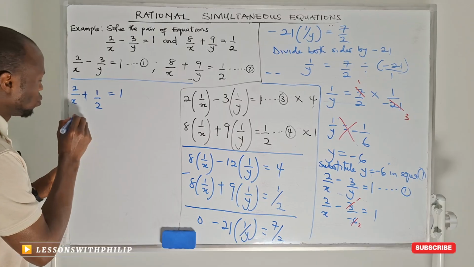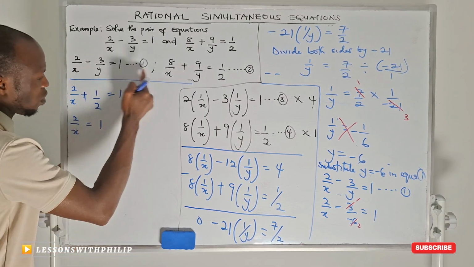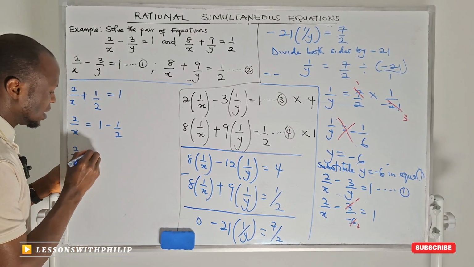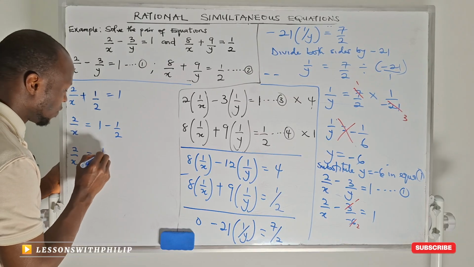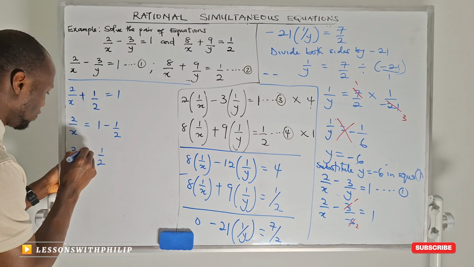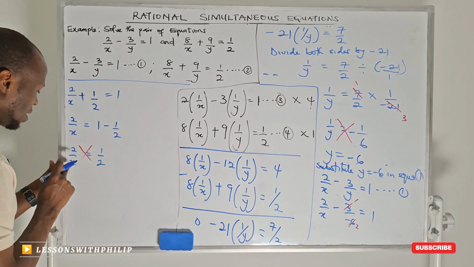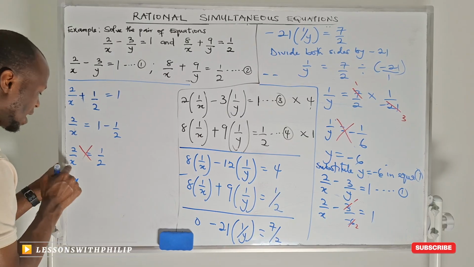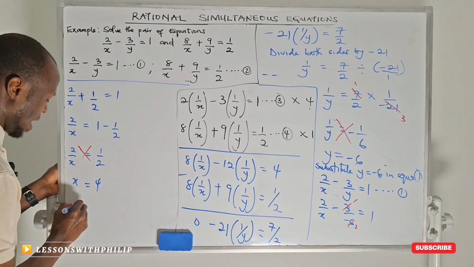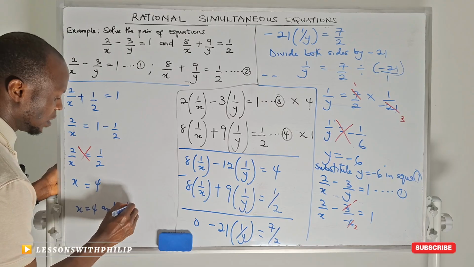So my 2 over x is now equivalent to 1. When plus half comes to this side, it becomes minus half. So my 2 over x is now equivalent to 1 minus half, which gives us half. When you subtract half from 1, you get half. So if you cross multiply, this will multiply this, and x will multiply 1. So we have x times 1 is x, and 2 times 2 gives us 4. So my x equals 4, and my y equals minus 6.